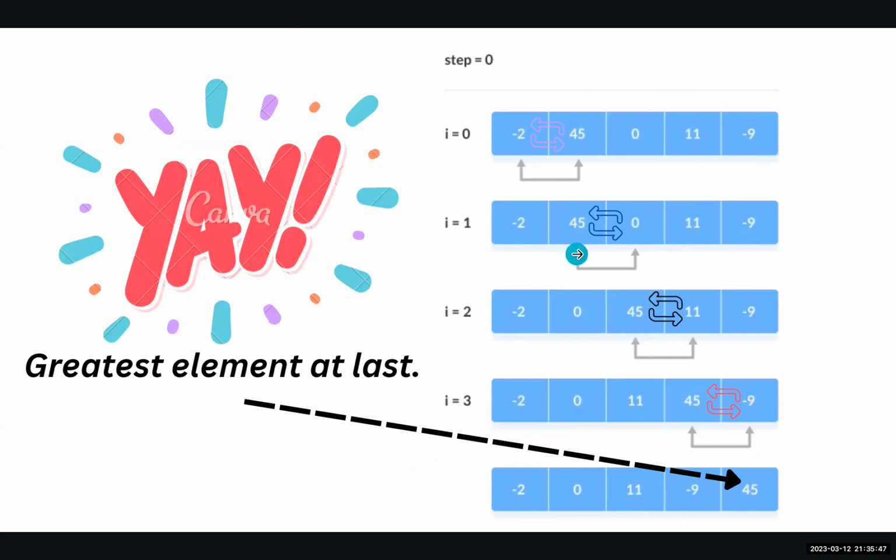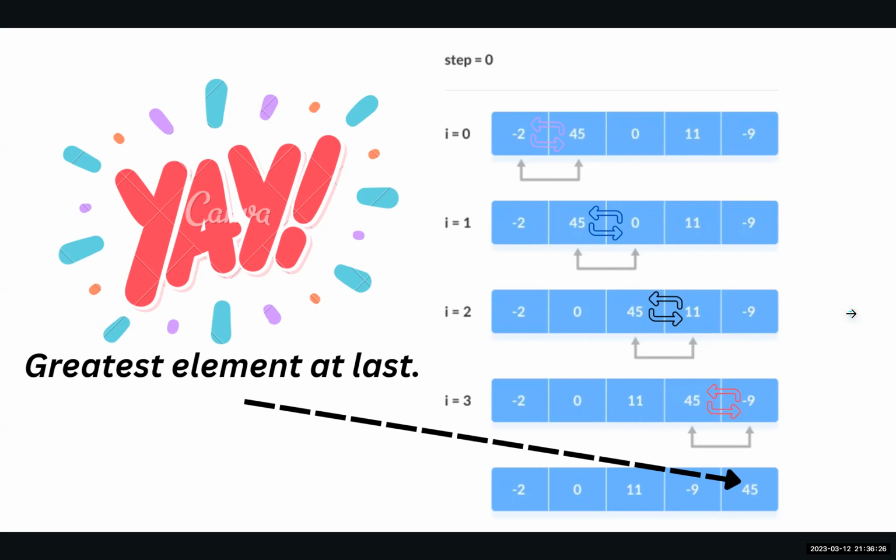If we go to the next step, 45 and 0, we see that 45 is greater than 0 and they are in the wrong order, in decreasing order, but we need to have them in increasing order. So we will be swapping them. In the next step, again, we see that 45 is still greater than the element next to it, that is 11. So we are going to swap them again. Again, at the last, we are seeing that 45 is still greater than the last element. So we swap again and we get the greatest element at last.